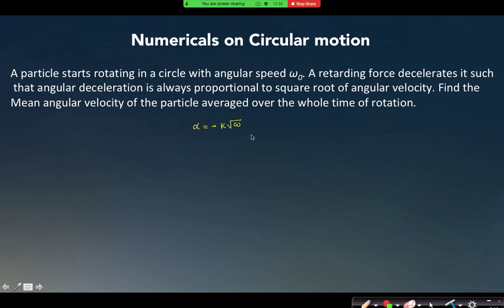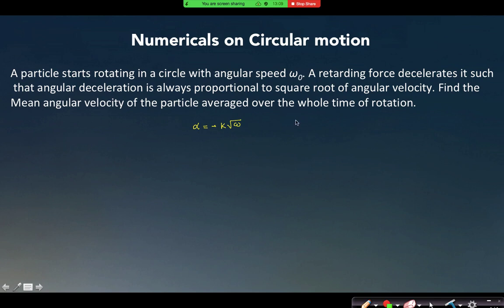That should be the function according to the second statement of this question: a retarding force decelerates it such that its angular deceleration is proportional to the square root of angular velocity. Find the mean angular velocity averaged over the whole time of rotation. What do I mean by whole time of rotation?